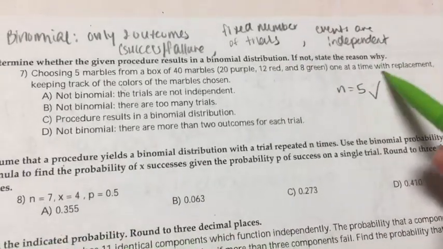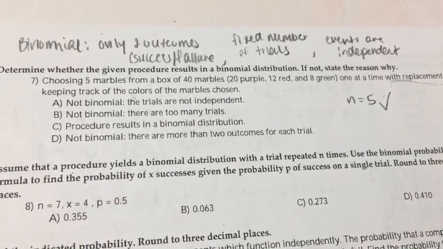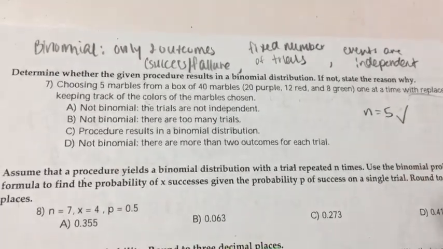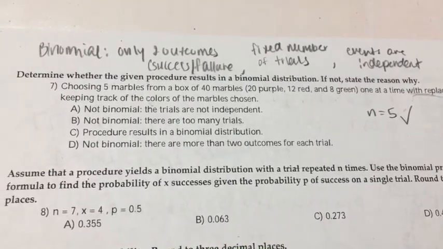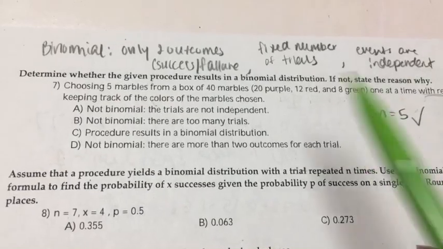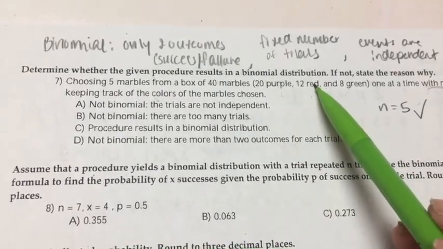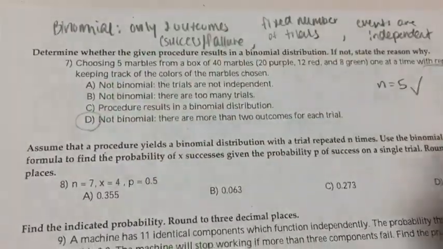But then it tells you that it is with replacement, and with replacement means that if you pick out one marble, you put it back, so the probability doesn't change, so the events are independent. But it's still not meeting that success or failure requirement. So because of that, it would have to not be a binomial, and it's D.